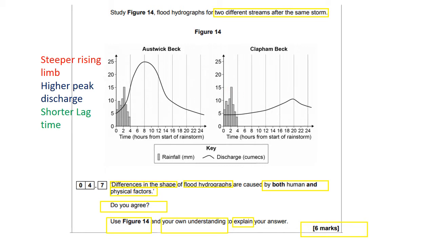That's measured in cumecs. It will always tell you that in the graph, and a shorter lag time. The difference between highest or peak rainfall and peak discharge is far, far shorter in Oswick Beck compared to Clapham Beck, where look how far the laser pointer has to go on that example. So those are the differences in the shape. All you have to do is explain why on earth Oswick Beck could be a different shape.